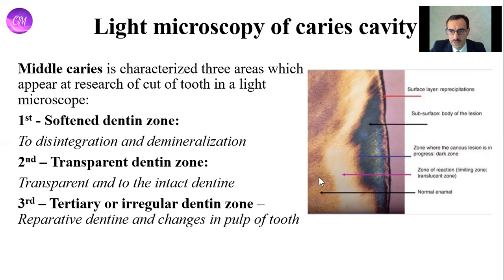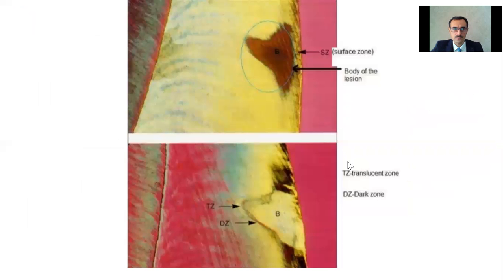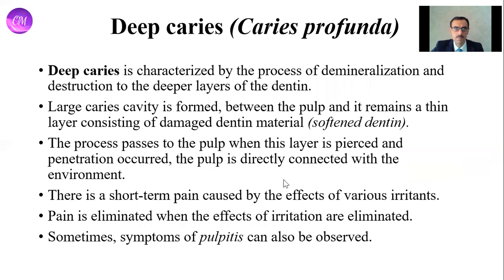And here you see the normal enamel zone. Then here you see the limiting zone, the translucent or transparent dentin zone. Then the zone where the caries lesion is in progress, which we call the dark zone. Then the subsurface body of the lesion and the surface layer of the lesion. Here also you see the body of the lesion with the surface zone, with the translucent and the dark zone of the caries, middle caries.